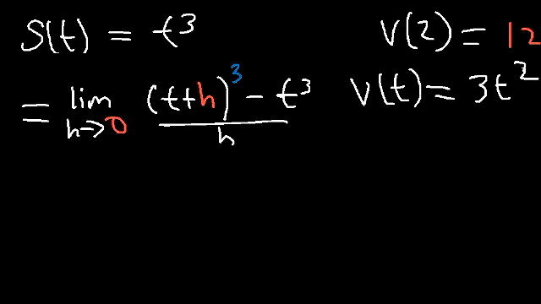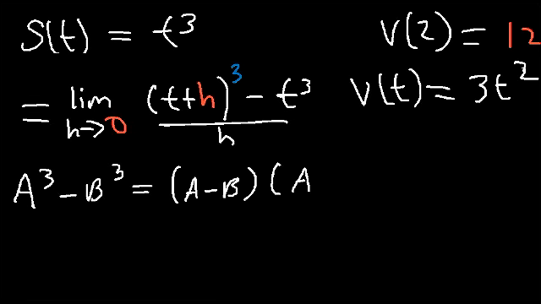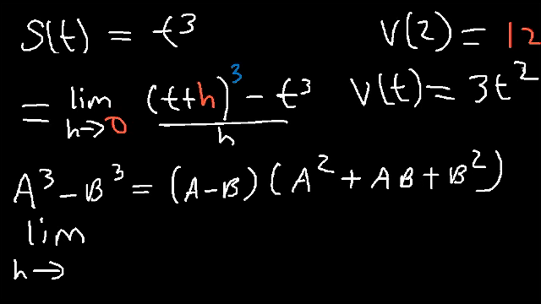Now you can FOIL t plus h three times, or you can factor it using the difference of perfect cubes equation. So a cubed minus b cubed is a minus b times a squared plus ab plus b squared. So we have the limit as h approaches 0. Now you need to realize that a is t plus h and b is t. So it's a minus b, or t plus h, which is a, minus t, which is b.